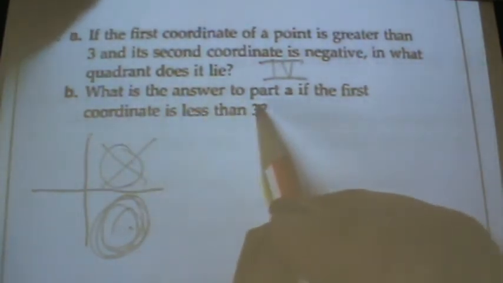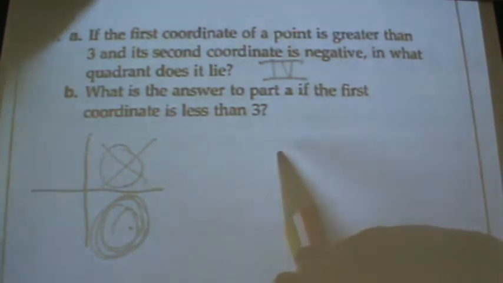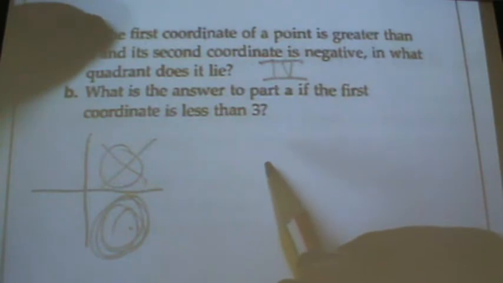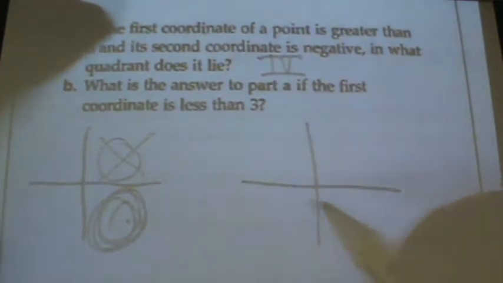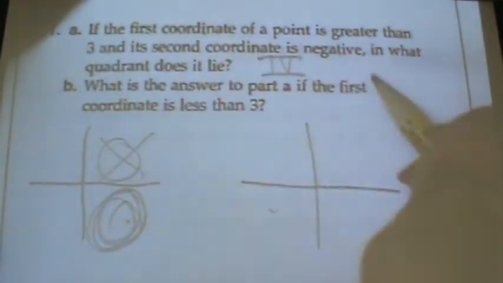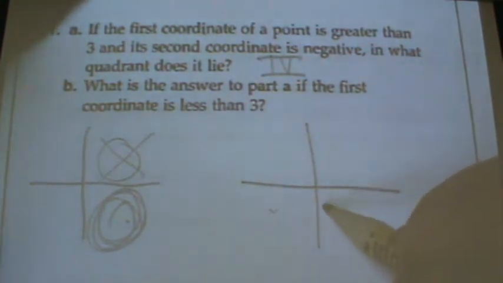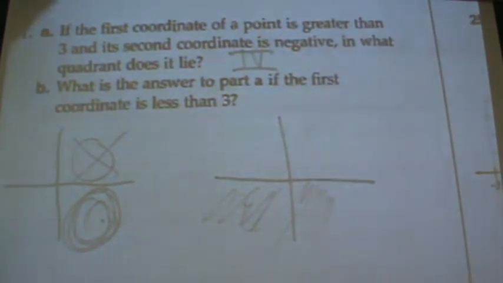For B, what is the answer to part A if the first coordinate is less than 3? Well, if it's less than 3, you're in quadrant 3 or 4, so you can be in one of these two quadrants, 3 or 4. So if the first point is greater than 3 and the second one is negative, you could be in this, all the way here. So 3 and 4.